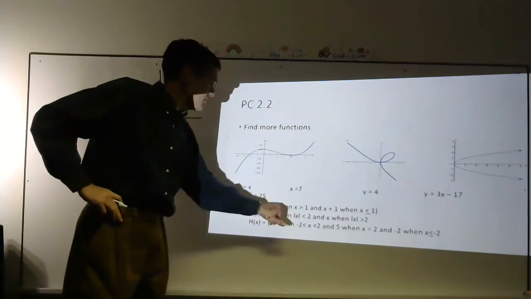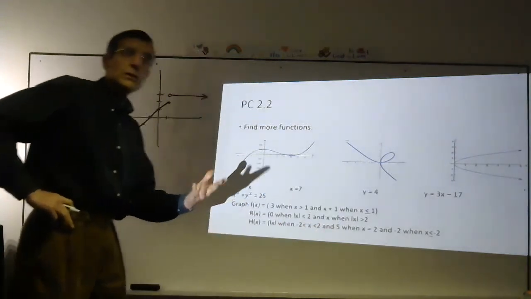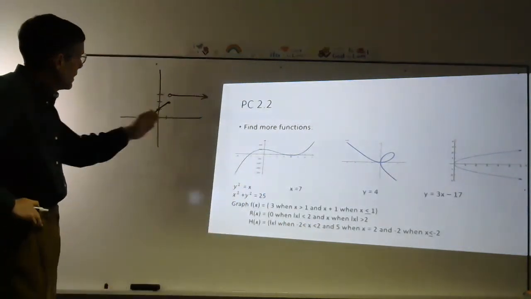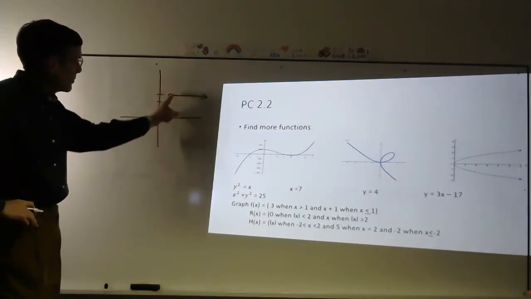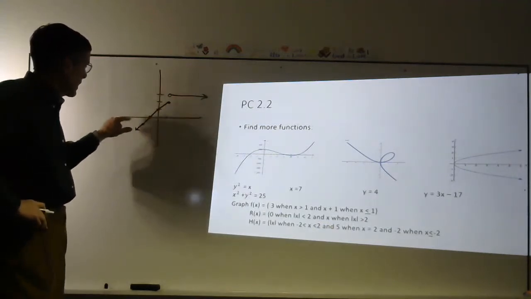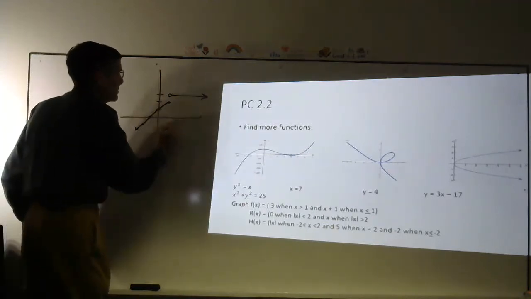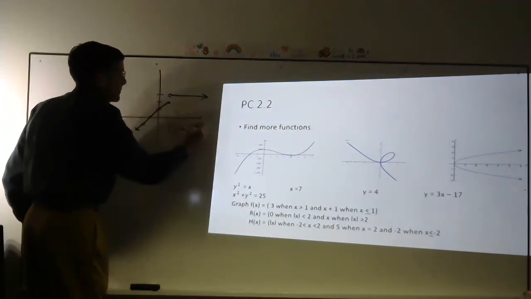Is there any division by 0? Or are there any square roots of negatives? No. Every x value, out here they all go up to 3. Down here they all go to that line. All right, so the domain, reals.